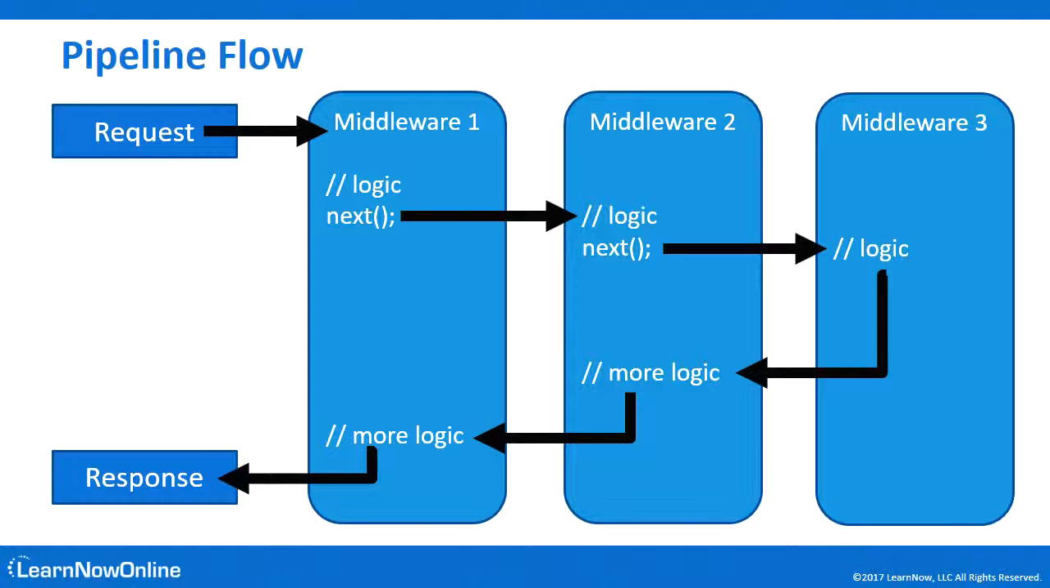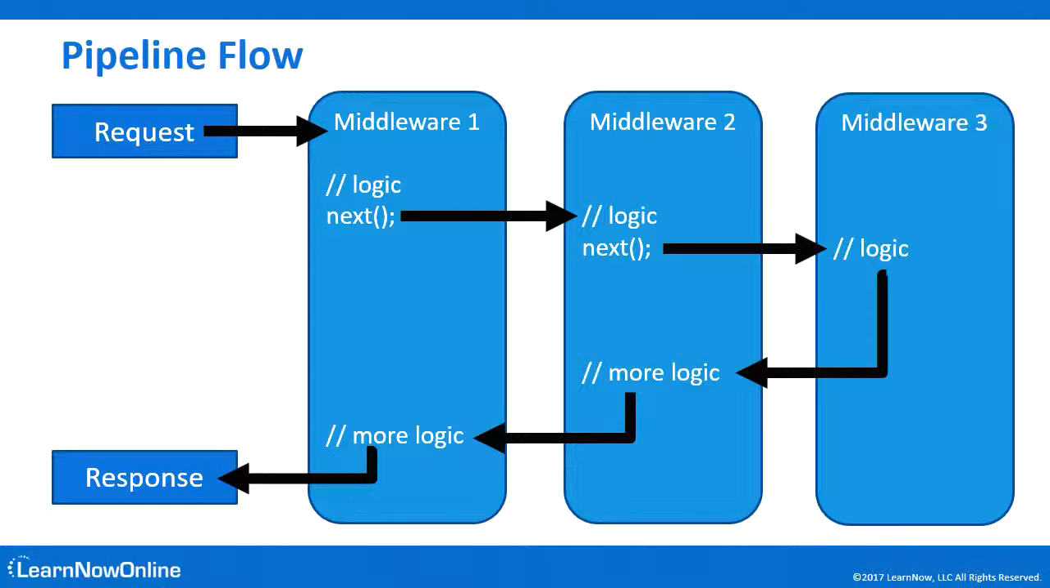All right, so there's a few things to understand about this whole flow through the middleware, through the pipeline. Each piece of middleware can perform operations before and after the next middleware component. So that's why middleware 1 and middleware 2 have more logic that executes after it's being returned. The pipeline is being returned back through each of those middleware steps.